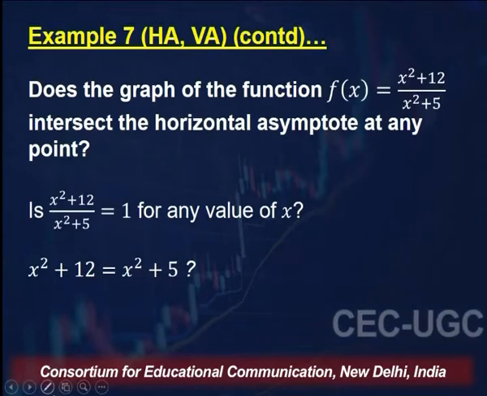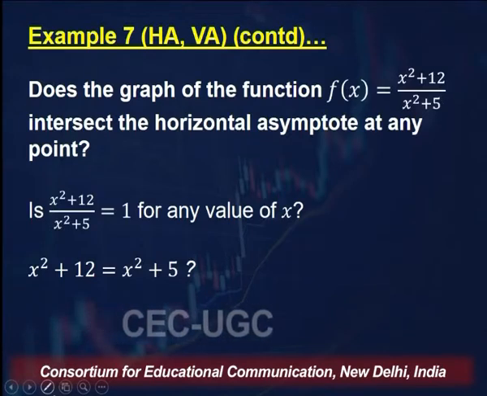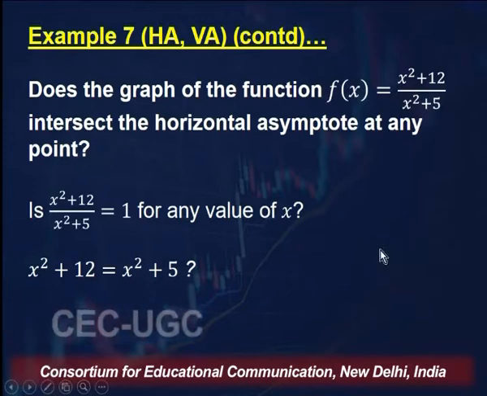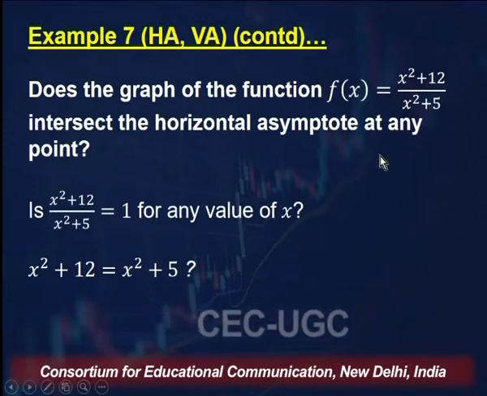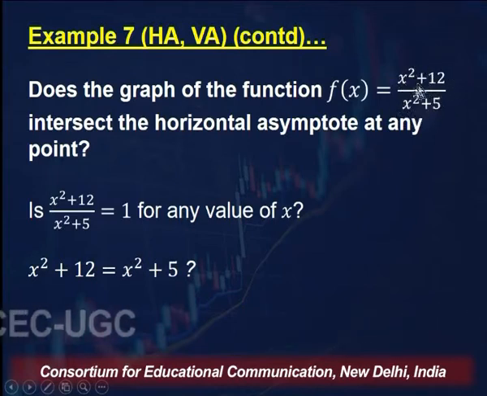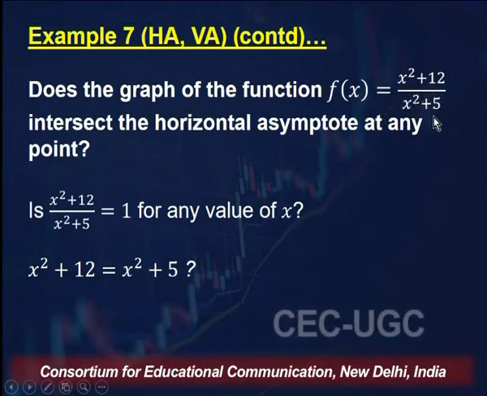A related question that people ask is, can we have any intersection between the graph of the function here and the horizontal asymptote? So if we were to actually calculate things for particular functions, the procedure here would be, because our horizontal asymptote here is y equal to 1, so what we're going to do is, because this corresponds to a function here, our function is y equal to x squared plus 12 divided by x squared plus 5.